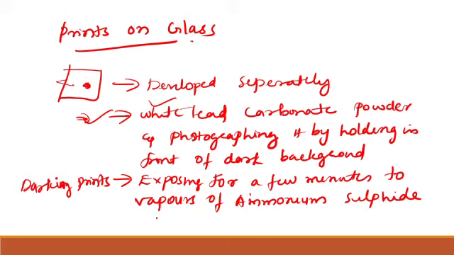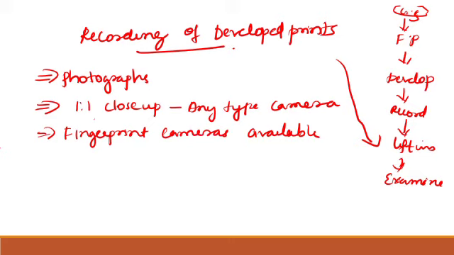And next you can see how we can record the fingerprints. After developing, you have to record the fingerprint, and recording is mainly done by photographing. So I showed you the special fingerprint cameras which are available for recording the fingerprint. So I hope you understood about the camera. And if recording is not possible, you can go for lifting of the fingerprint.